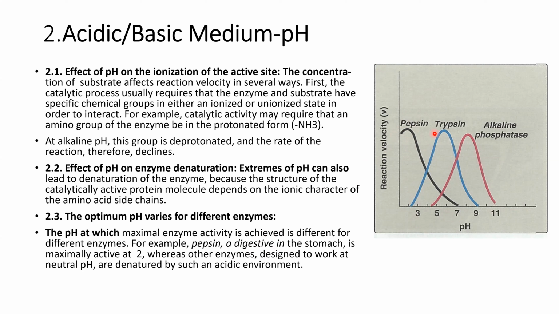Now the next is trypsin, which works well around pH 6. At pH 6, it shows its maximum reaction rate or reaction velocity. Alkaline phosphatase, as the name states, works at pH 7 and more towards the basic pH, right?